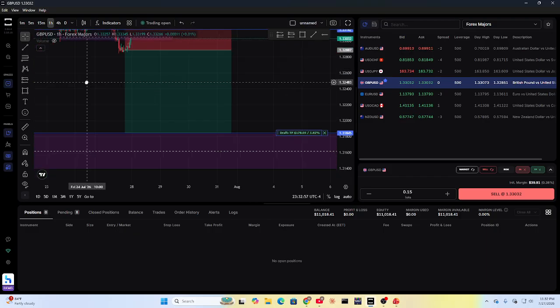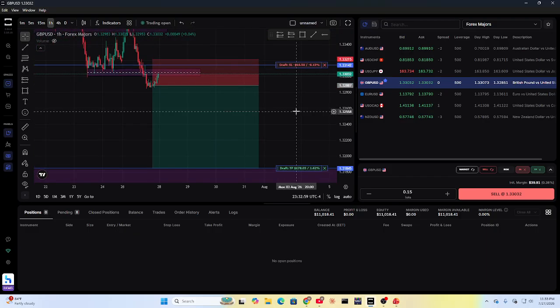This is a smooth 1-to-1. This is my example of a smooth 1-to-1. I like this. This is a good play. Now, what I want to do, I want to wait for confirmation.